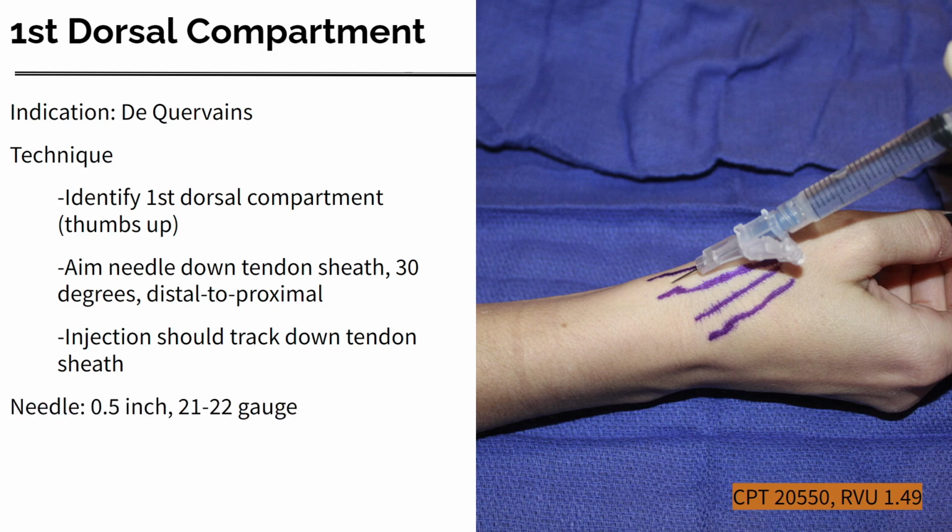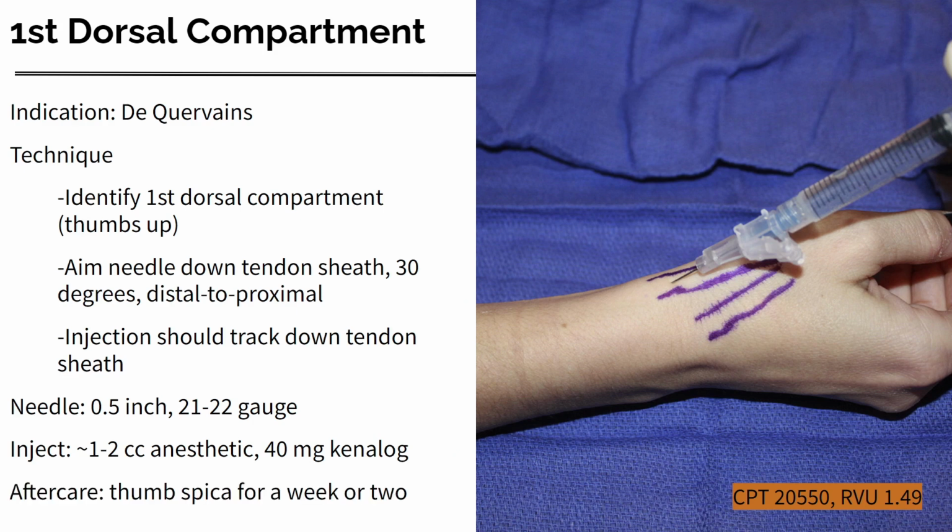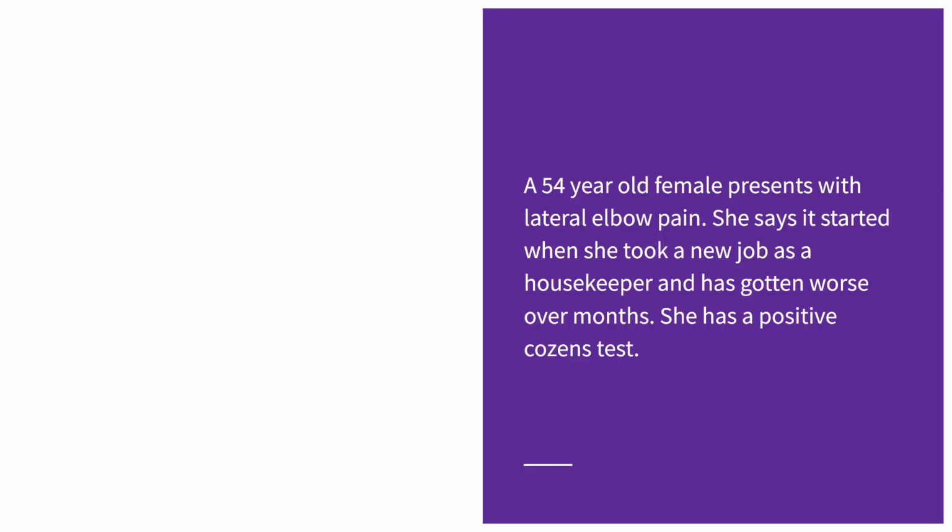Typically, you use a small needle, 0.5 inches, 21 or 22 gauge, and you don't need a lot of volume, 1 or 2 cc's of anesthetic, and then the Kenalog. I will typically put these patients in a thumb spica splint or brace for a week or two after this to wear all the time to help with inflammation and basically just reduce use of the tendon.